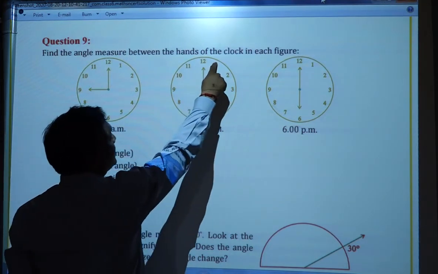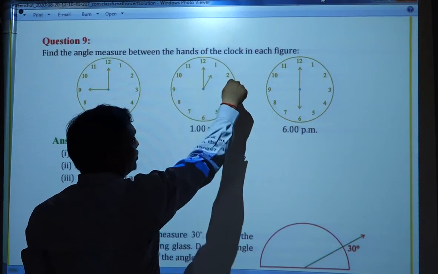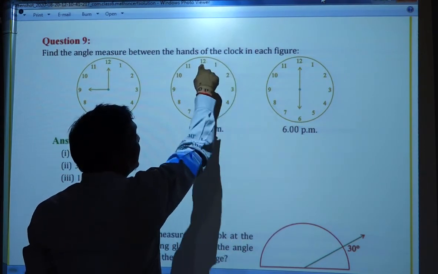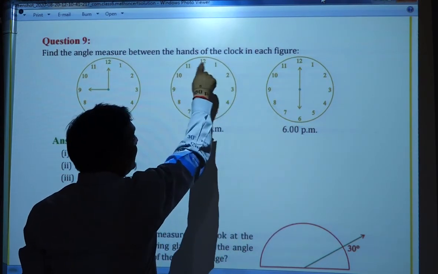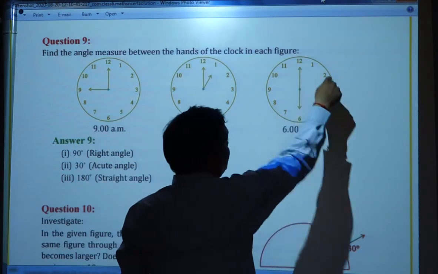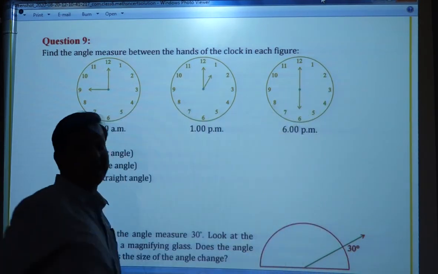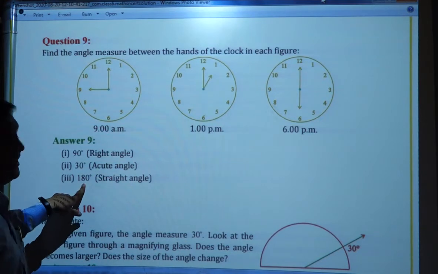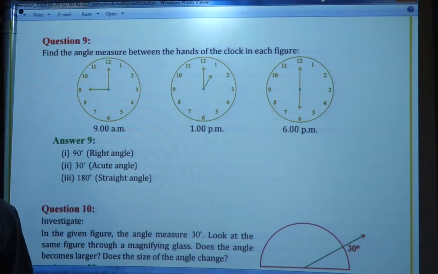So from 12 to 1, 30 degrees, 1 to 2, 30 degrees, 2 to 3, 30 degrees. 30 plus 30 plus 30 is 90, so 12 to 3 is 90 degrees. One number means 30 degrees. Here 6 numbers, 6 times 30 is 180 degrees, a straight angle, 180 degrees. Next question.